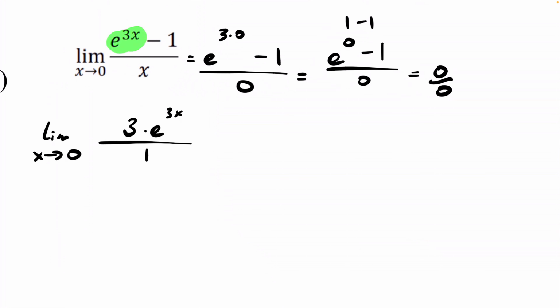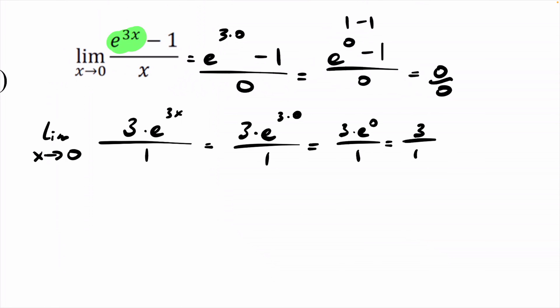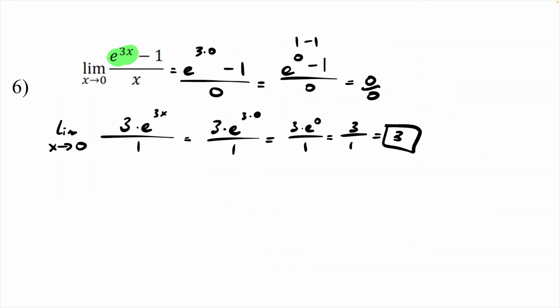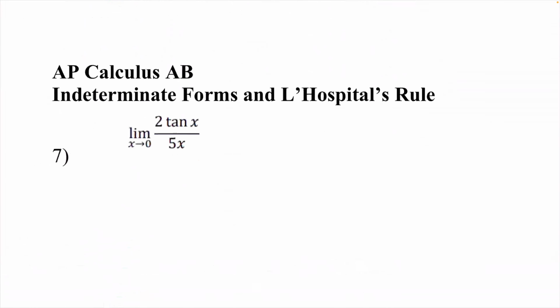And let's try it again. Plug in 0. 3 times e to the 3 times 0, over 1. We're definitely not going to get 0/0 because we have a 1 on the bottom. So it's really 3 times e to the 0, over 1, which is 3 times 1. We get 3. Okay. So that's more of what we did on Tuesday. That's all we really focused on.